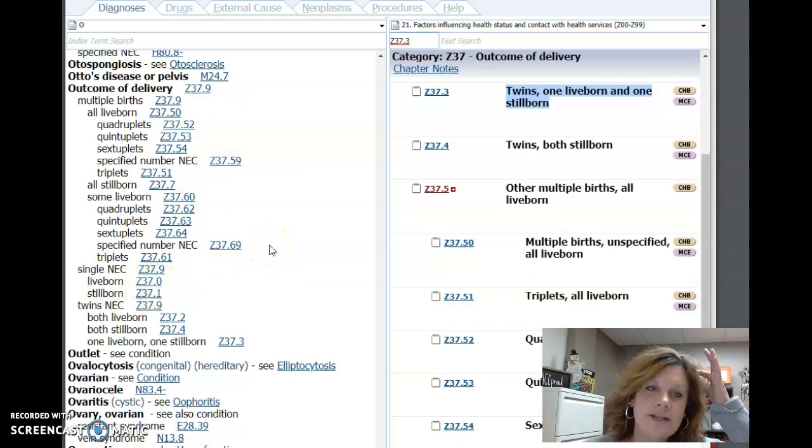A couple of things here. What we've learned so far is that we will have an O code first, and we'll get into that when you're coding these out. The second thing you need to know is that you will have the weeks, especially for delivery, how many weeks the mother is, and then you also need a Z37 code for the outcome. Make notes of that, of what you need for coding.